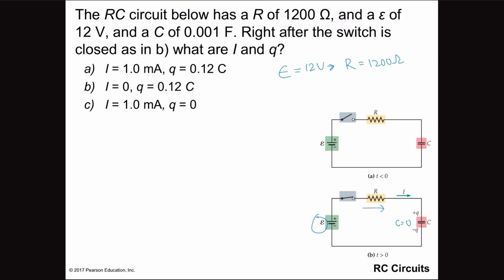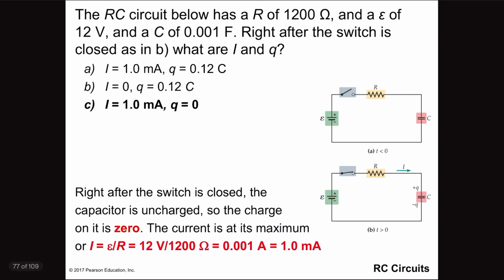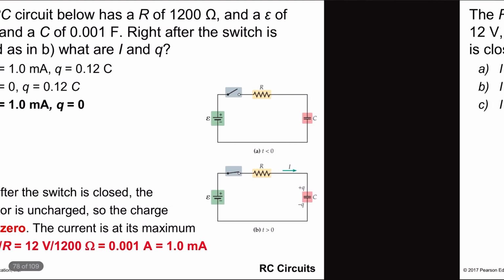But if you look at our answers, both of those are just 1 milliamp. So I'm pretty sure it's going to turn out to be 1 milliamp. And then the only thing we need to look at is the total charge. It can't be B, because B has the current being 0. And it can't be A, because A has the charge not being 0, and when we first close it, the charge has to be 0. So it has to be C. We have maximum current, no charge.